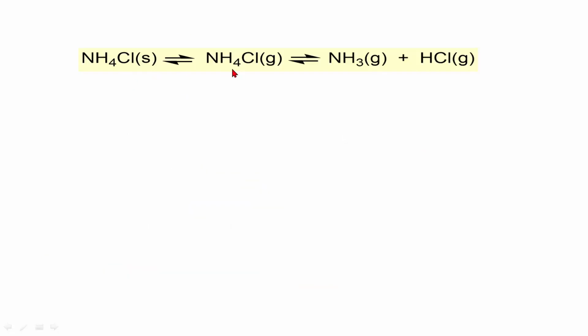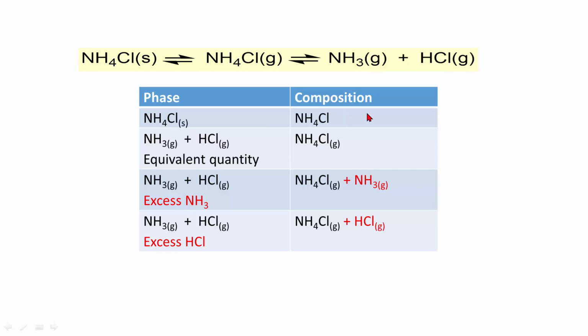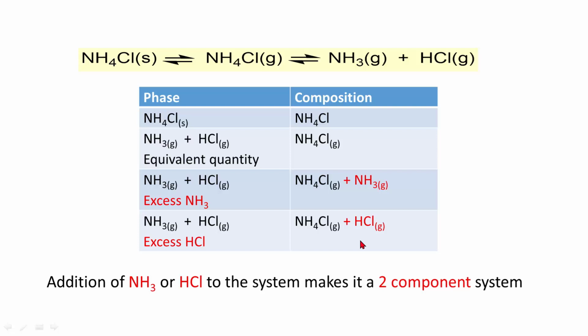Ammonium chloride dissociates into ammonia gas plus HCl gas. So if it is in a closed vessel, then dissociation of ammonium chloride is a one component system. If, however, there is an excess of ammonia or excess of HCl, then the system will become a two component system. Addition of ammonia or HCl to the system makes it a two component system.